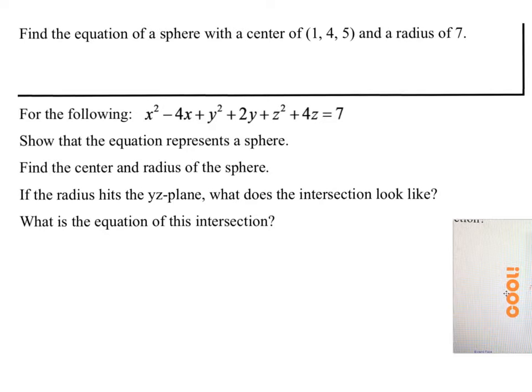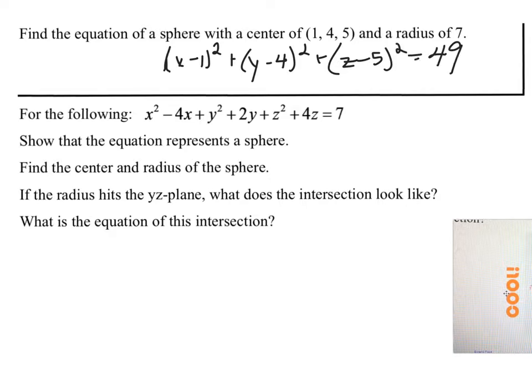Okay, so a sphere is simply going to be, whereas before we would have had just an x and a y, we would have done x minus the x coordinate squared plus y minus the y coordinate squared equals radius squared. Now it's simply going to extend to a z. So it's going to be x minus 1 squared plus y minus 4 squared plus z minus 5 squared equals, and it's still radius squared. So that's it.